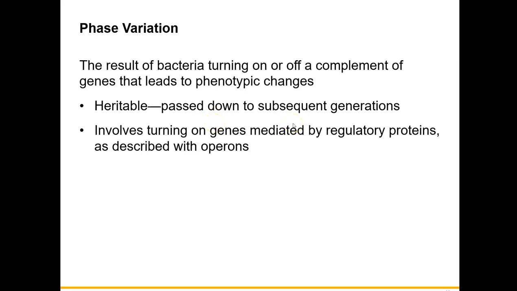Phase variation is a result of bacteria turning on and off a complement of genes that leads to phenotypic changes. They can actually change what they look like in order to evade the immune system or become more virulent. These changes are heritable, passed down to subsequent generations, and involve the turning on of genes mediated by regulatory proteins, as described with the operon. So very similar.